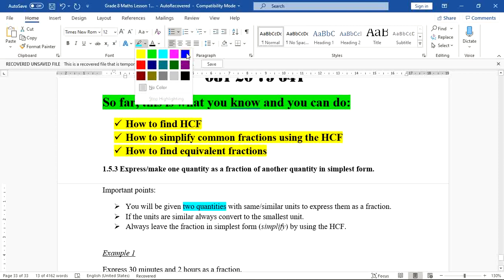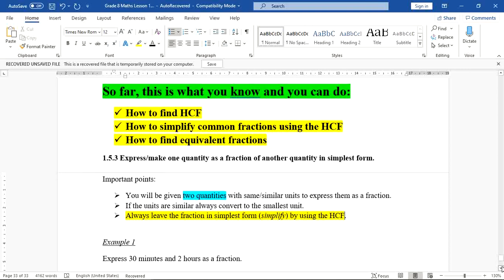So I hope by now you can see why we had to learn how to find the highest common factor, how to simplify fractions, and how to find equivalent fractions. Because we will be using all these things in mathematics, especially when it comes to algebra and fractions. We are going to use them more often. All right, let us look at this example here.